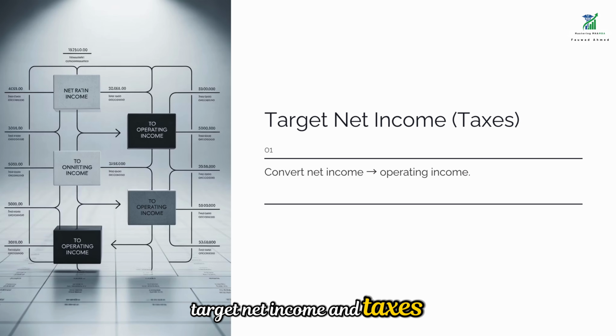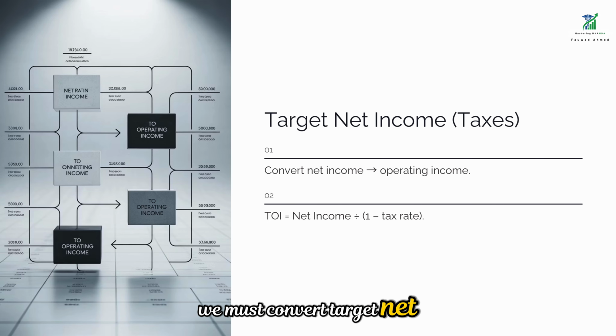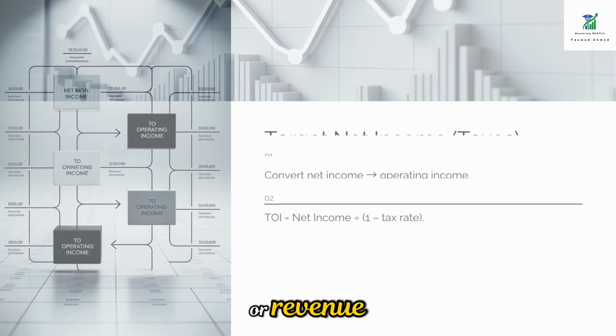Target net income and taxes. When income taxes are considered, we must convert target net income into target operating income. We divide target net income by 1 minus the tax rate. Then we use the target operating income formula to determine required units or revenue.